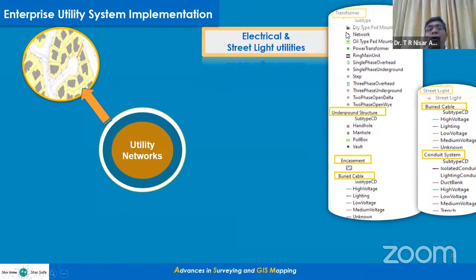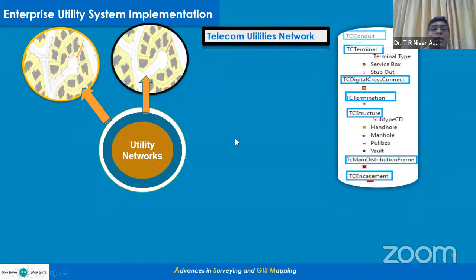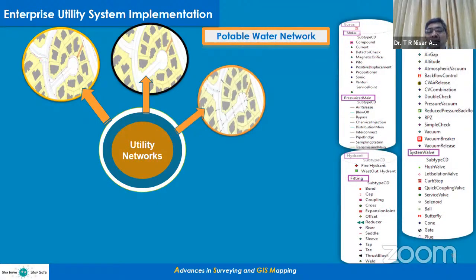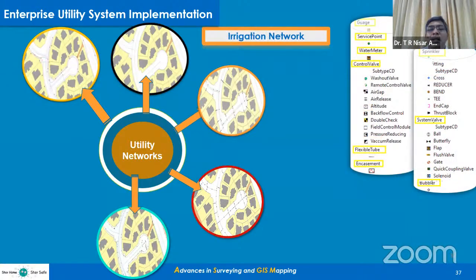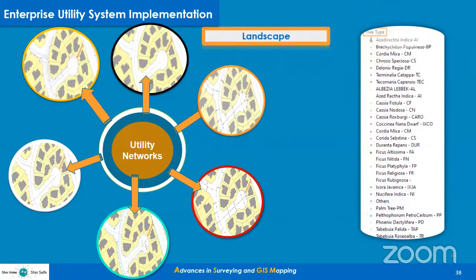Here, to the right side, what you have seen is specifically the different components of electrical and street lighting, starting from the transformers, underground structures, encasement, buried cables, conduit system. Second, this is the data mapped to the same area, focused on the telecom network. This again is the potable water network, where even the data capture has been done up to the fitting level. You can see here the fire hydrant, fitting, bend, cap, the cross, the sluice, the tap, everything has been done. This is the sanitary sewer network. And this is the irrigation network, and the landscaping network.